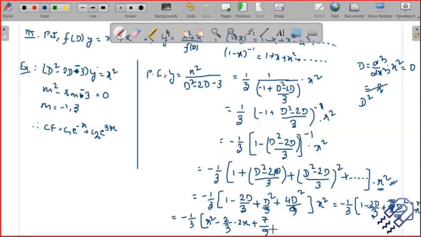So that will be a constant, right? You can keep on simplifying this, or whatever you get the value. So it will be minus of 1 divided by 3 into x square minus 4 by 3x plus 14 divided by 9. That's the final answer. This is your particular integral. So therefore, we have the solution as CF plus PI. So that way you're going to get the answer.